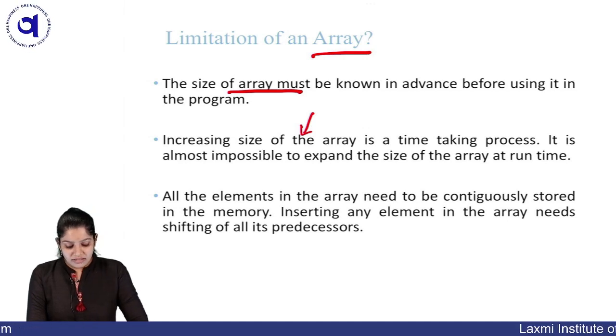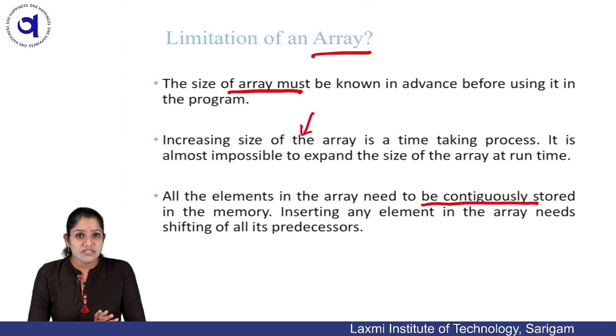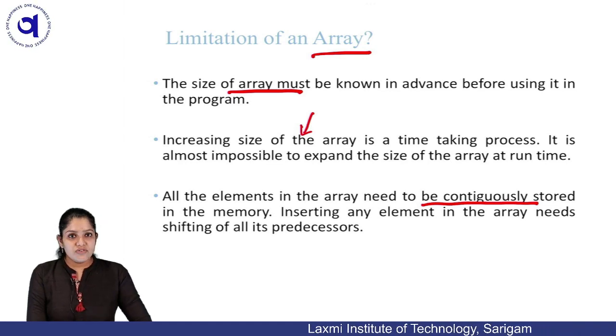Then another thing is that it should be contiguous. As you know, an array is a collection of data, but it is contiguous in memory. The first data is stored at 1024, so the next data can be stored at 1026 only, depending on the size of that data. If it is 2 bytes, then 1024, 1026, 1028 and so on. So it should be contiguous.